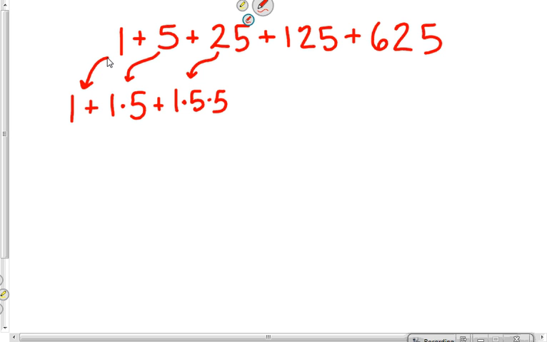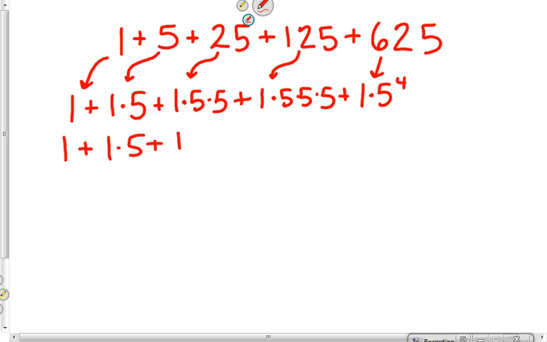This is how this series or sequence is growing. This next term is the first term 1 times 5 how many times? 3. And then this last one, 625, is the first term times 5 how many times? 4. Notice how that time I used an exponent because I didn't want to write 5 times 5 times 5 times 5.